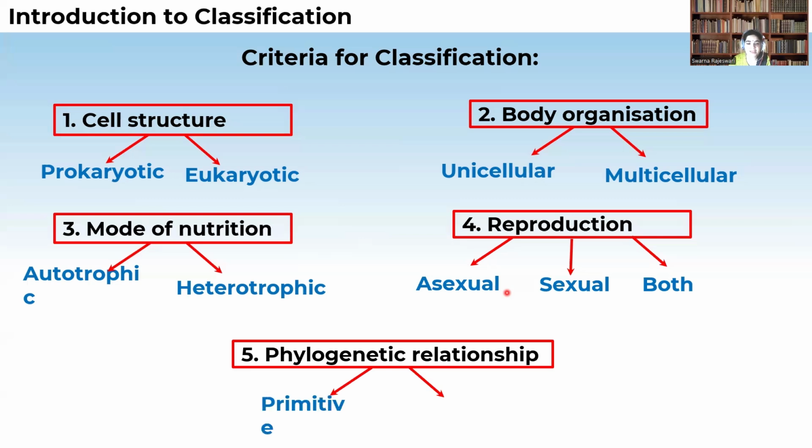And based on the phylogenetic relationship, he has seen some organisms showing primitive characters in the evolution, whereas some organisms show advanced characters in the evolution. Based on that also, he has classified the organisms into primitive as well as advanced. These are some of the criteria followed by Whittaker for classifying the organisms into different types.